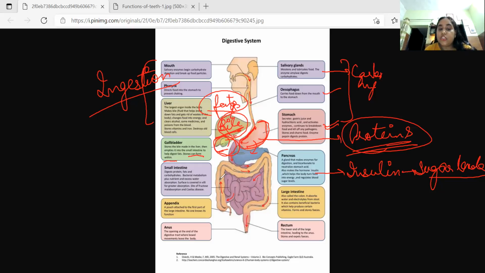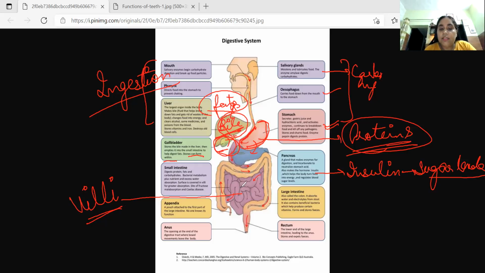Now all the digested proteins, fats and carbohydrates are present in your small intestine, which is this. The surface of the small intestine is covered with villi. Small finger-like projections are there, which are called villi, and they are responsible for absorption of the food. All the food is absorbed by the blood, and from that blood it is transported to the whole body, right?